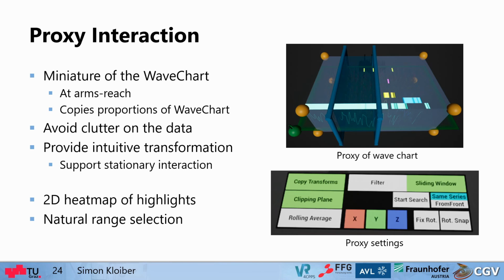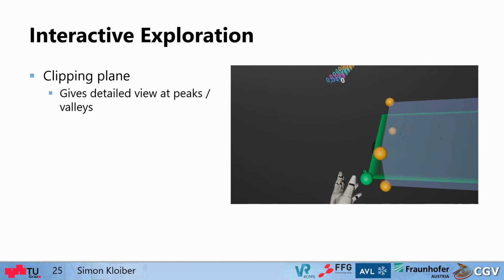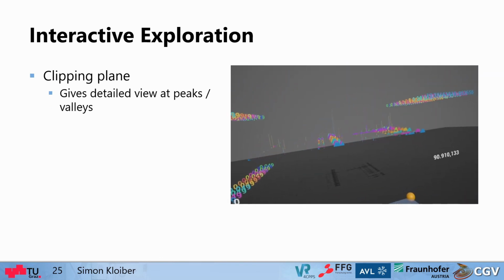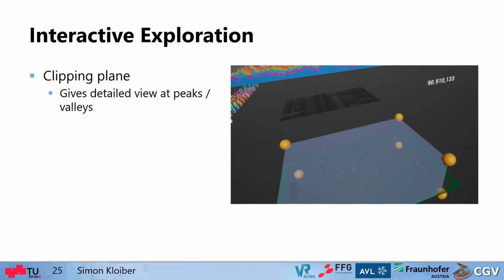The proxy setting also allows for using and enabling or disabling various functionality that changes the visualization of data or uses the range selection. To support interactive exploration, we have also added a few tools. First, we have a clipping plane.